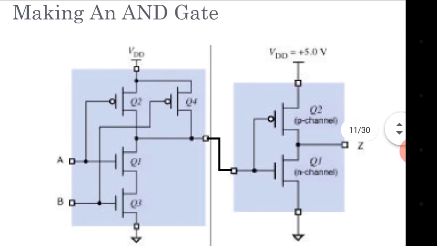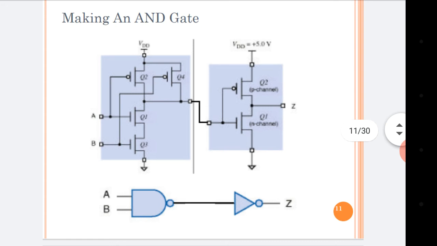Now making an AND gate. Is it possible to make an AND gate by using NAND? Yes, it is very correct. It is possible because we will connect an inverter after the NAND gate and you will get an AND gate. So if you just combine the above two circuits, you will get an AND gate.